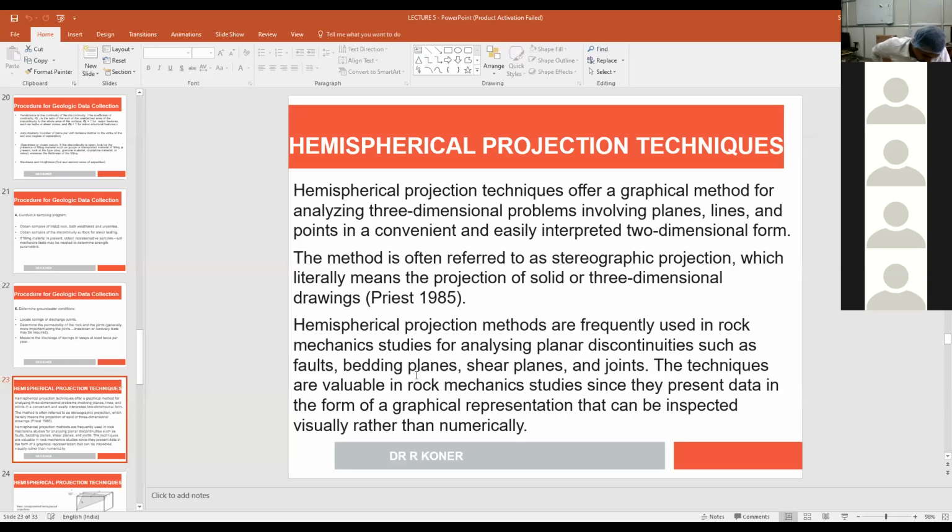Now, after all these things, you already understood that there is a need of plotting the geological discontinuity data on a plane graph.